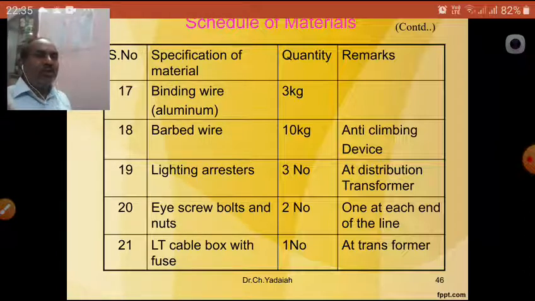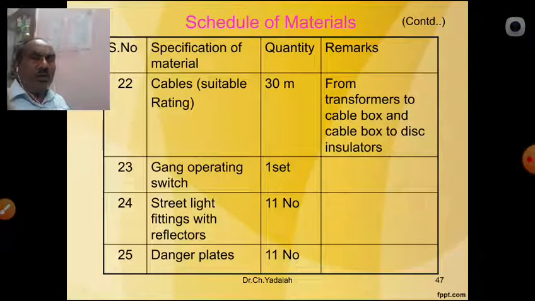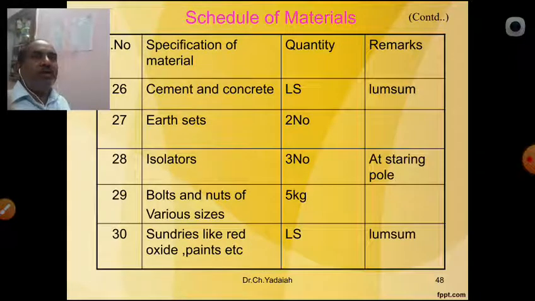LT cable box with fuse, 1 number at transformers. I think these are optional. Next, cable also is optional, and gang operating switch for the transformer, and street light fittings with reflectors 11 numbers for the street lights, danger plates 11 numbers, and cement and concrete is a lump sum. Earth sets 2 numbers, isolators 3 numbers at the starting pole, and bolts and nuts of various sizes 5 kgs, and finishes like red oxide paint is a lump sum.